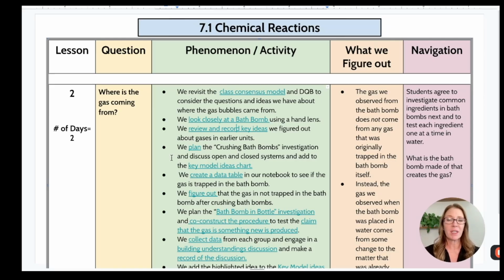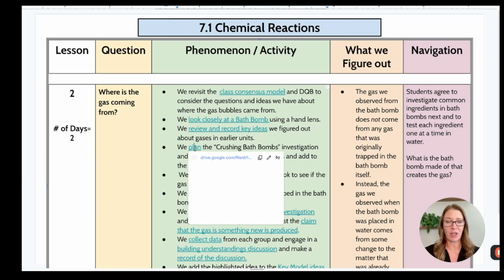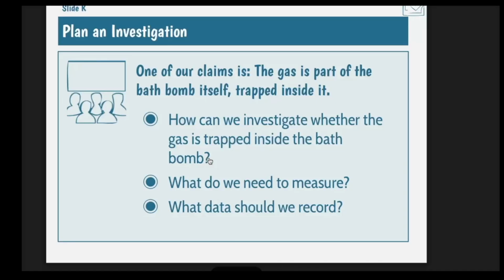All right, then we decide to plan an investigation. And here's the slide to support you in that. And that is, we're going to plan an investigation to see if this claim is true. The gas is a part of the bath bomb itself. It's trapped inside. Now, some students probably will already know that this is not the case, but we still need to clarify this for students who may think this. And I know it seems like they might not think this, but there are students who will think this.